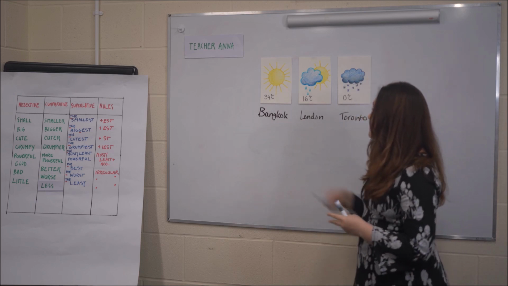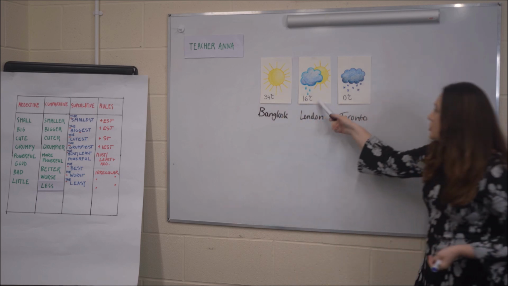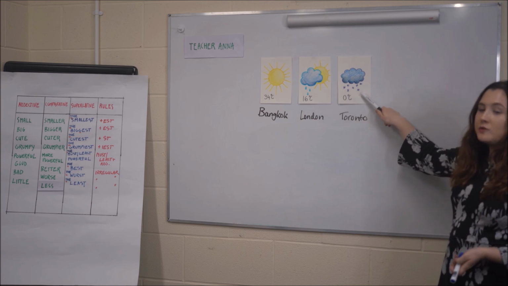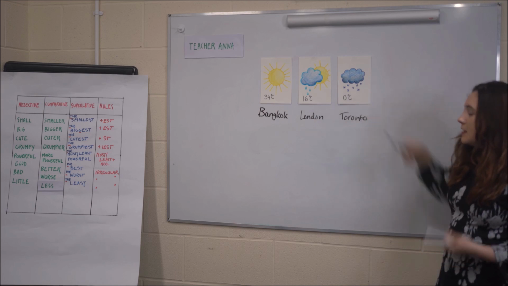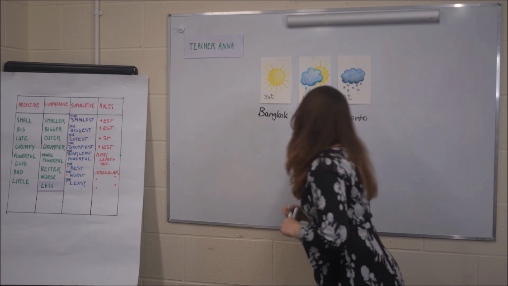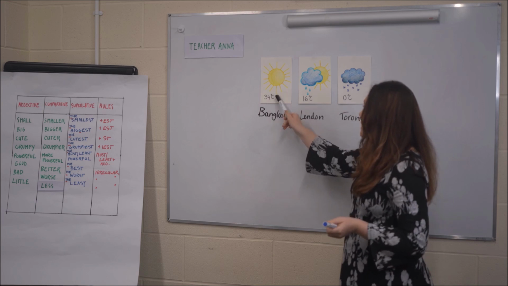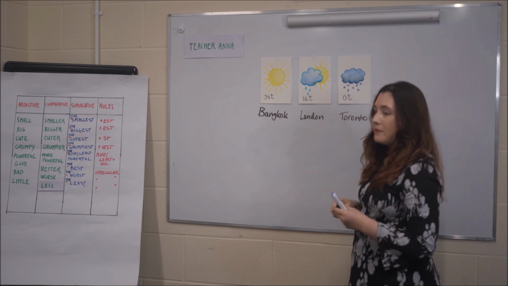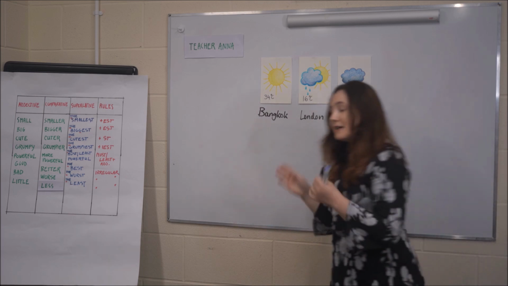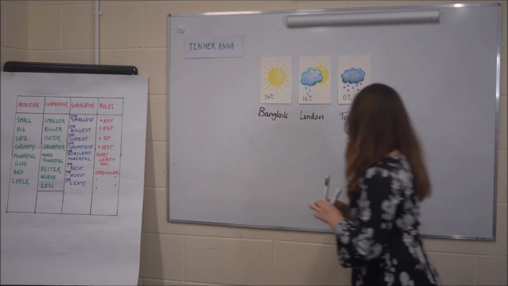So for the next part of our lesson, I've prepared these weather cards. As you can see, the temperature in Bangkok is 34 degrees Celsius. The temperature in London is 16 degrees Celsius. And the temperature in Toronto is 0 degrees Celsius. Now, using what we've just learned, how can we, in one sentence, compare the temperature in Bangkok to London and Toronto? Does anybody know? Yes? Yes, well done. Bangkok is warmer than London and Toronto.